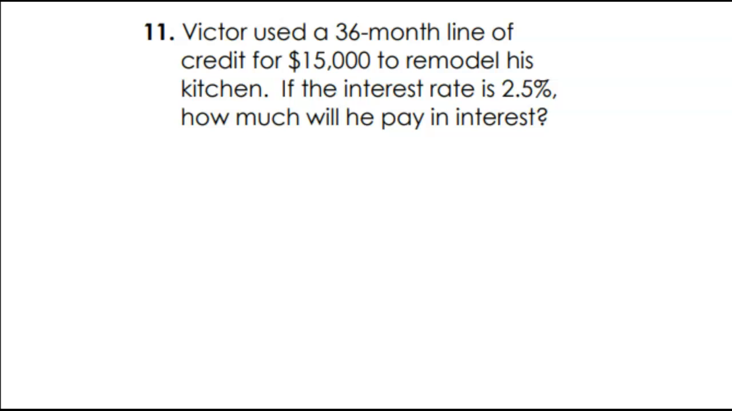For 11, it says Victor used a 36-month line of credit for $15,000 to remodel his kitchen. If the interest rate is 2.5%, how much will he pay in interest? This one just wants the interest. So I is Prt. So this one says 36 months. So there are 12 months in a year, okay, because your time has to be in years. So this represents 3 years.